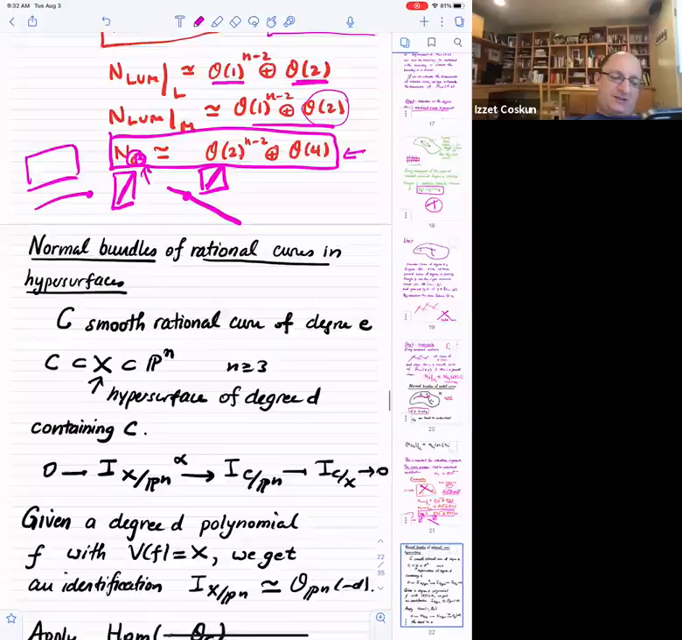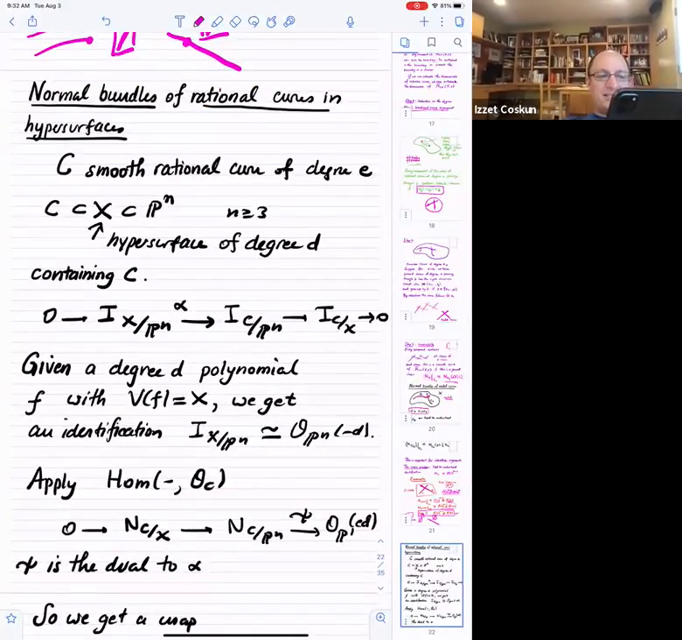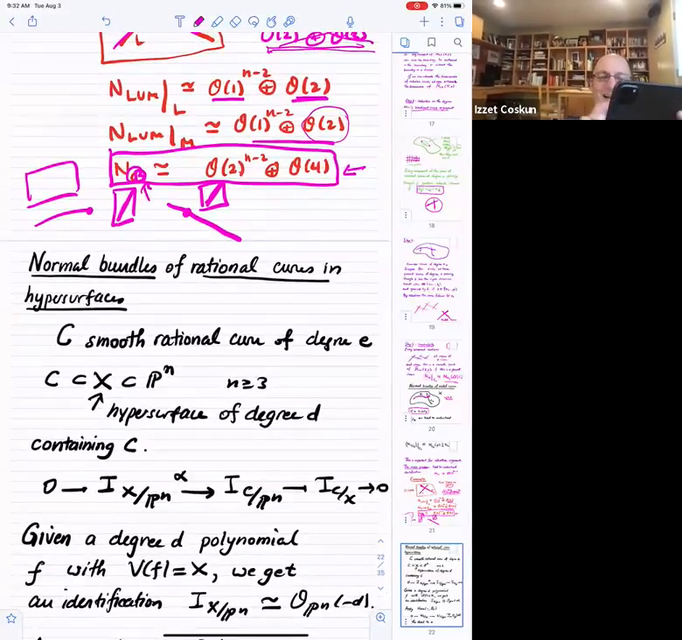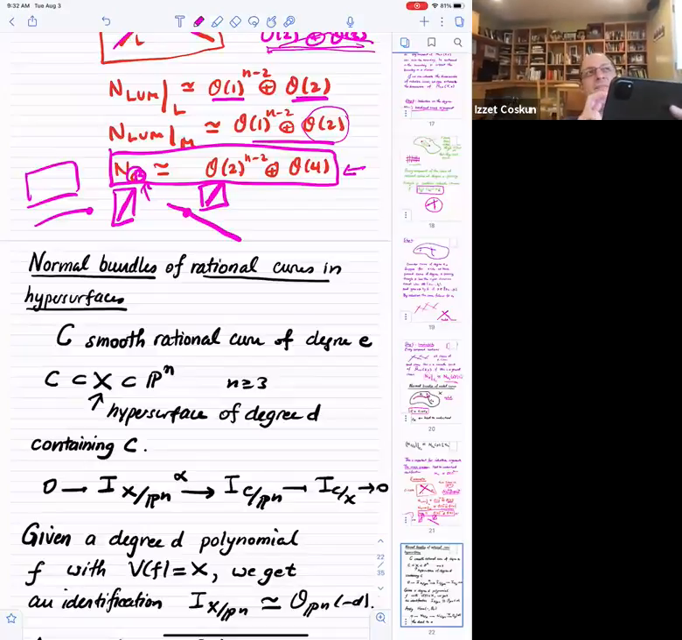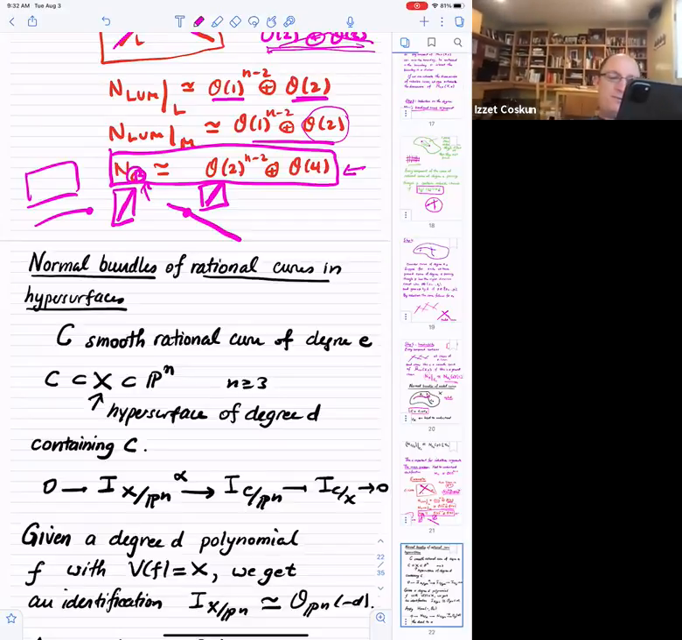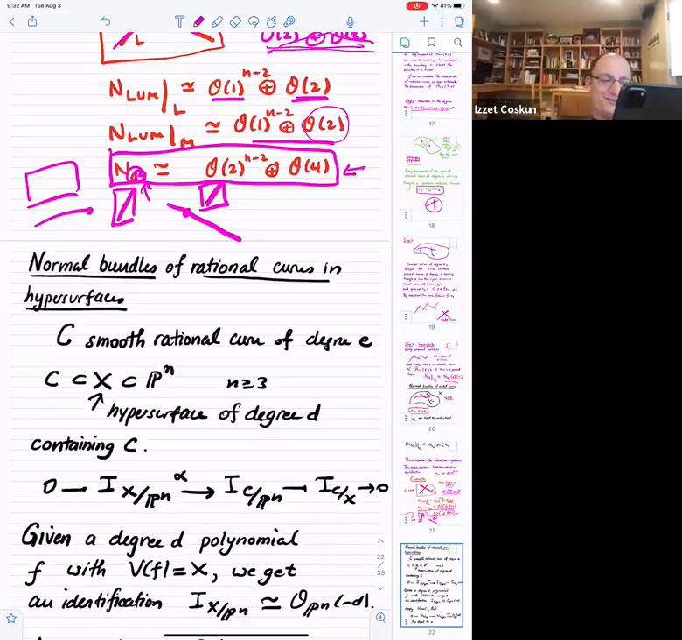So I want to do one final application of these normal bundles of rational curves and hypersurfaces, and this is separable rational connectedness. Up to now I was being a little bit careless about the characteristic of the field. I was mostly thinking that I was working over the complex numbers. But for what I'm going to do next, it's important that we work over an algebraically closed field of arbitrary characteristic, okay?